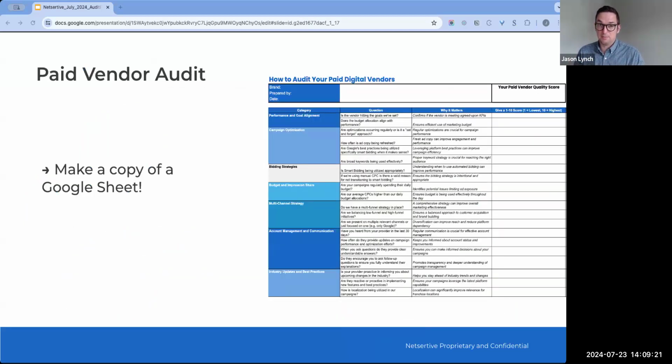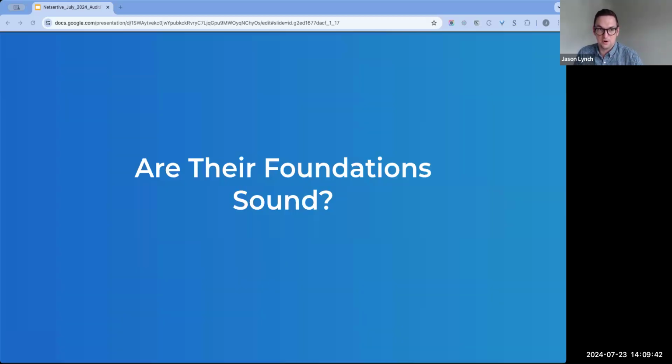So we have actually compiled a paid vendor audit, and we'll be sharing this out after the webinar. And it's a detailed list of questions and why it matters. And you can actually score your vendors so that you can think, is this worth a conversation with them? Should I look for a new one? So we'll definitely be sharing that out after the webinar.